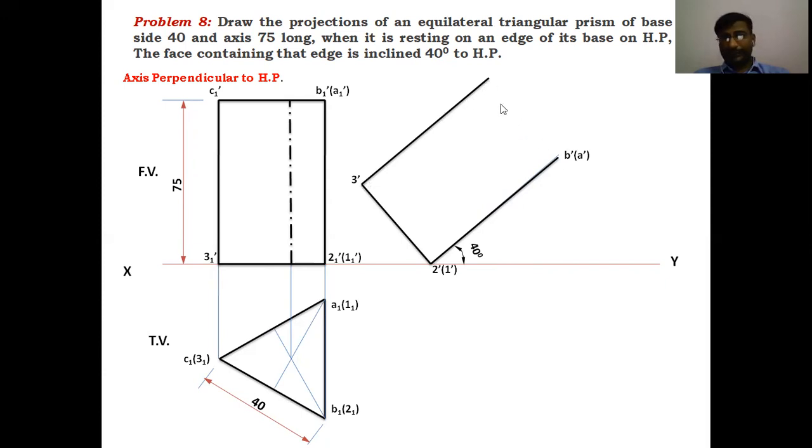And finally, join these 2 points. This is the top base. Initially, the top base is parallel to XY. After rotating, the top base makes 50 degrees, and this line makes 40 degrees. So this point is C dash. Locate this point as C dash. This is the axis line. The axis line is at a distance nearer to this face.